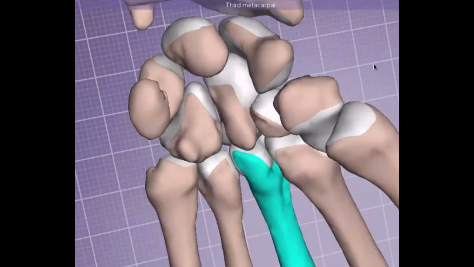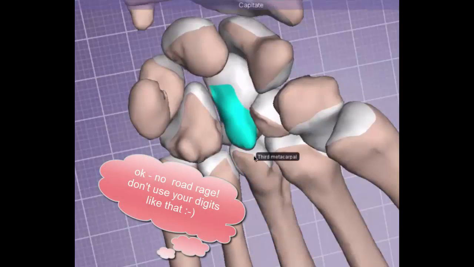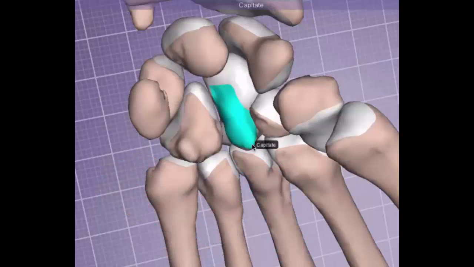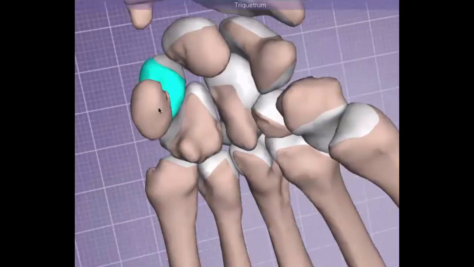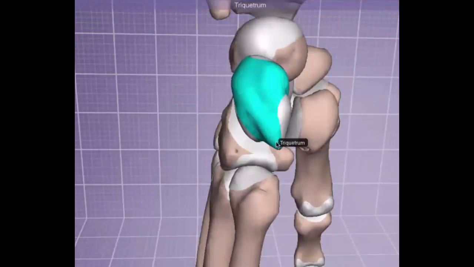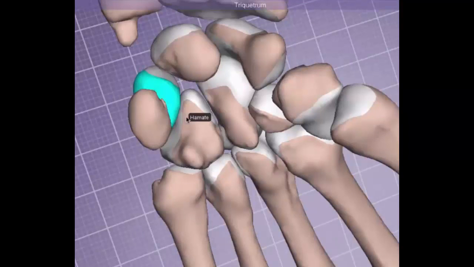The capitate is always going to be below the 3rd metacarpal. Think of road rage. Well, right underneath that important finger is going to be the capitate bone. The triquetral, or triquetrum, means 3-cornered. So if you turn it around like this, there's 1 corner, 2, 3 corners. Use your imagination a little bit there.